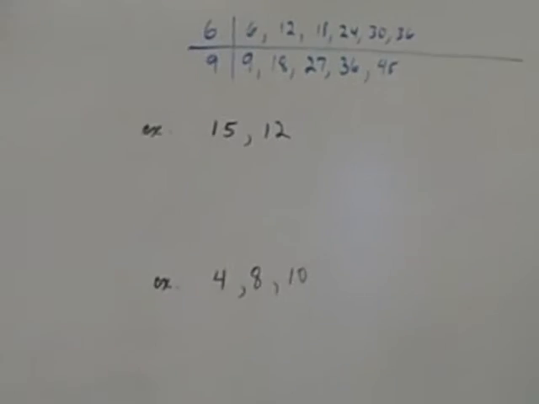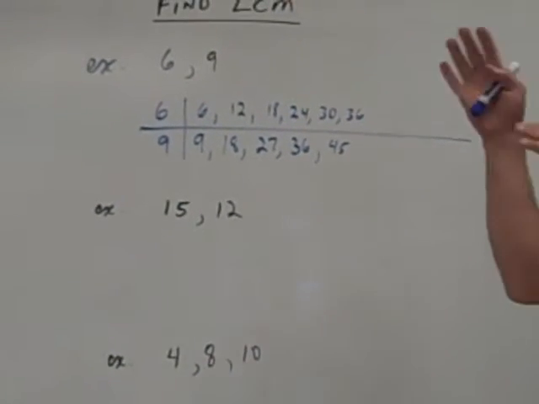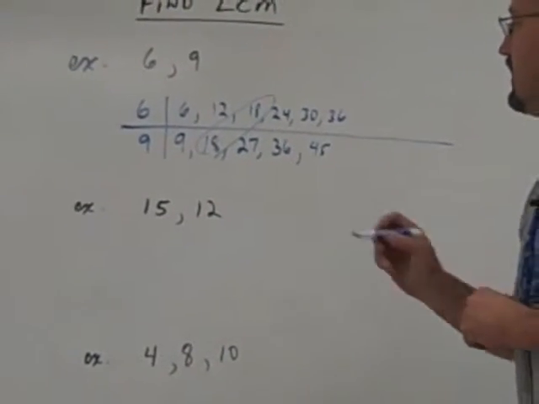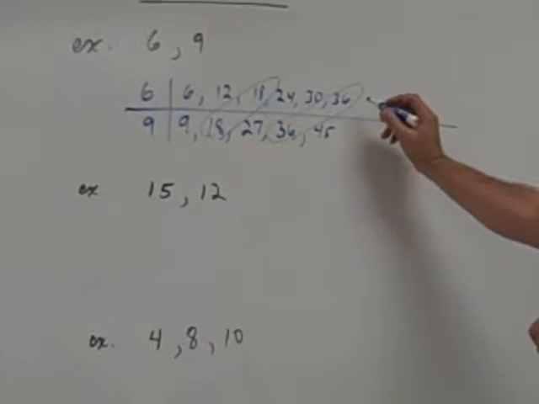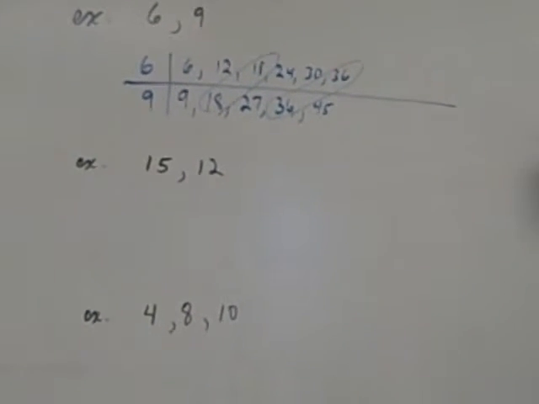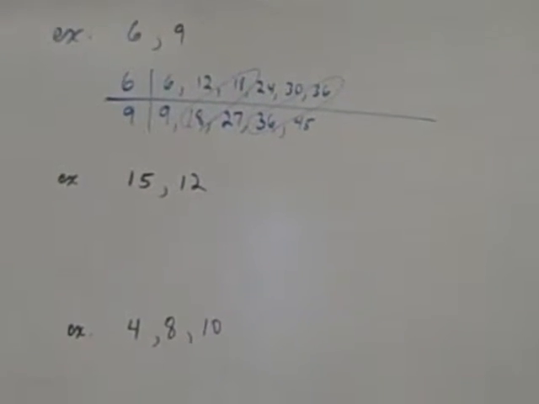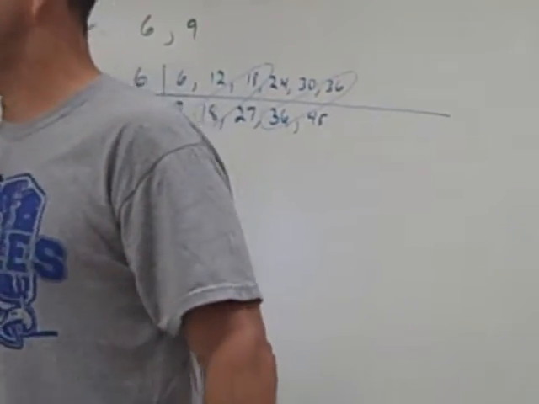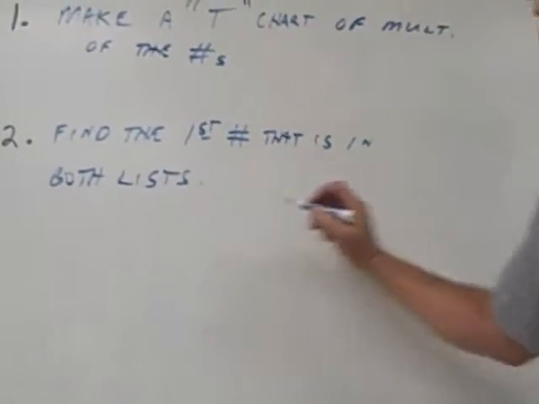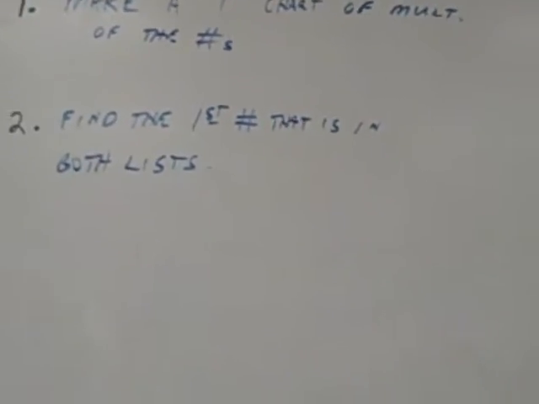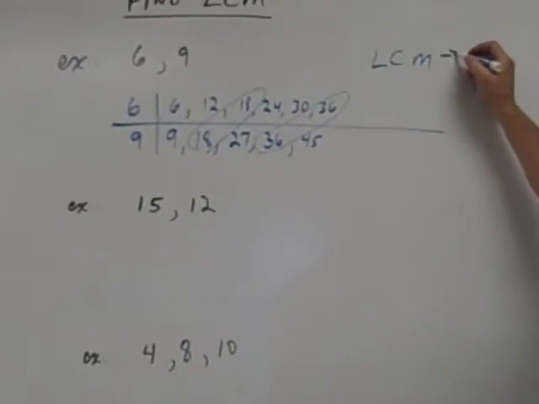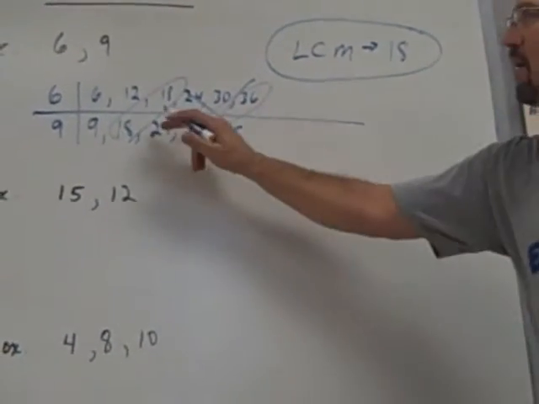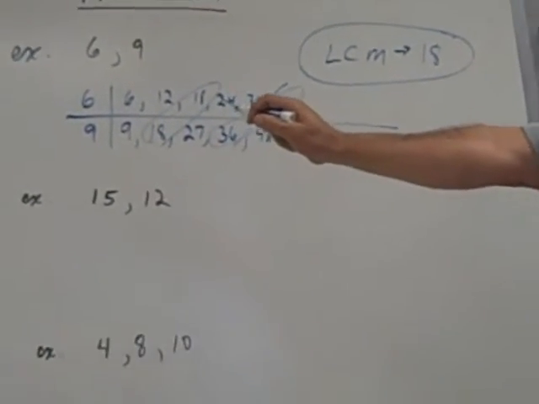Do you see some common numbers in both lists? Yes. I see 18, 36, and if I kept going with 6s and kept going with 9s, I bet I'd have some more circled out here. What do y'all think? Yes. Okay. Find the first number that's in both lists. What was the first one we circled? 18. So the least common multiple is 18 for 6 and 9. Not the 36. I wanted the first one I came to.